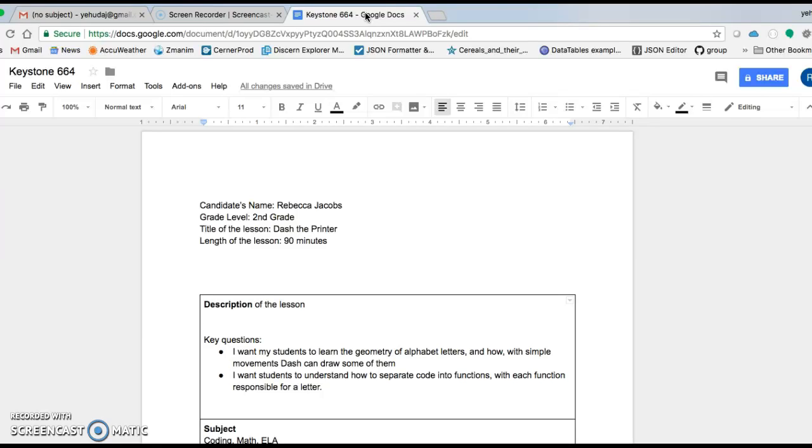Along the way, we will reinforce the shapes and code blocks. The bonus challenge, get this one, can be to see who can have Dash draw the prettiest art piece.